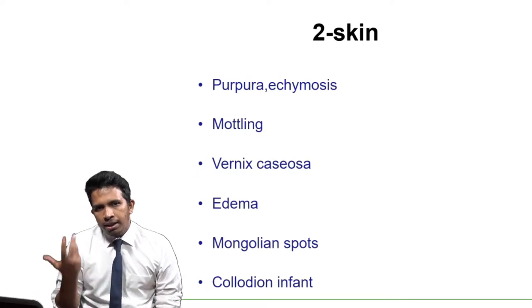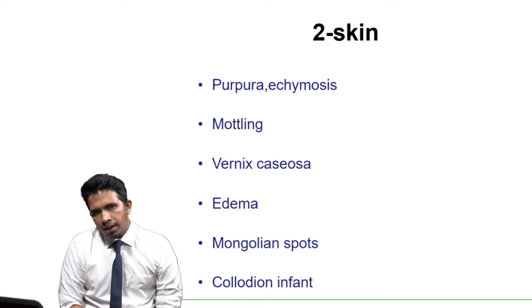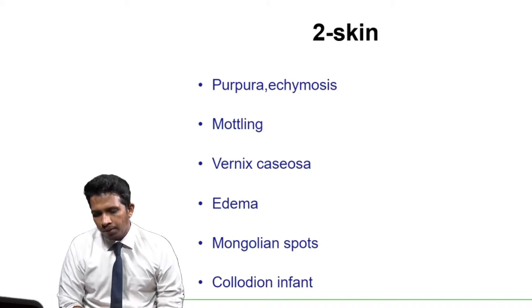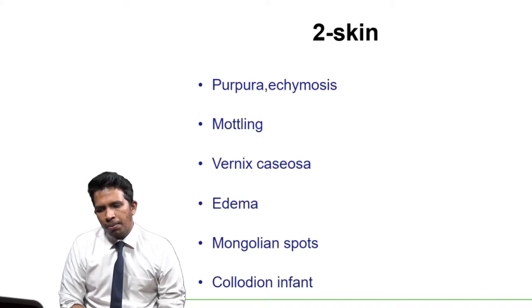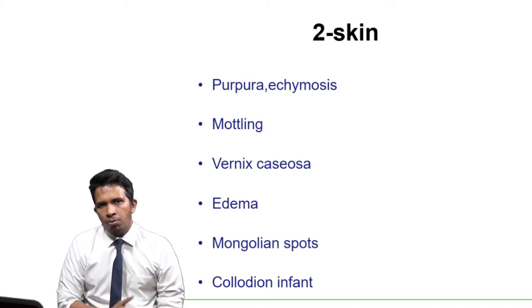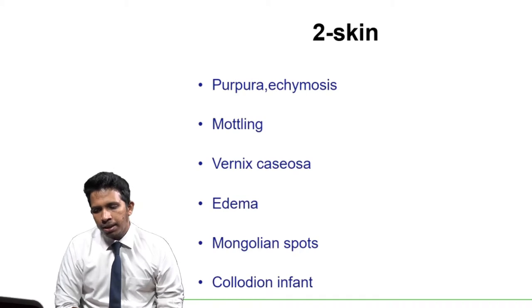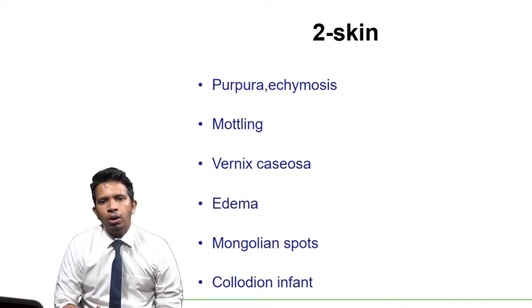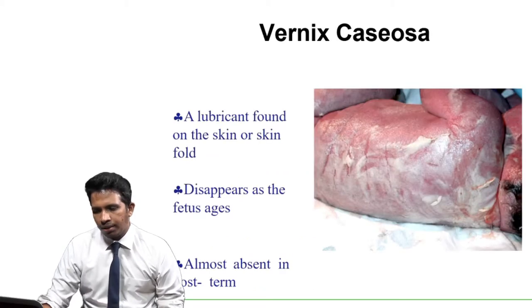Then we look at the skin. So what are we looking for in the skin? We are looking for any rashes. Are we seeing any rashes, any abnormalities visible in the skin? Normally, abnormalities we can see are purpura and ecchymosis. Then we call it mottling, which is seen in preterm babies. Vernix caseosa is a coating, which is completely normal. Then edema, Mongolian spots and the colloidal infant.